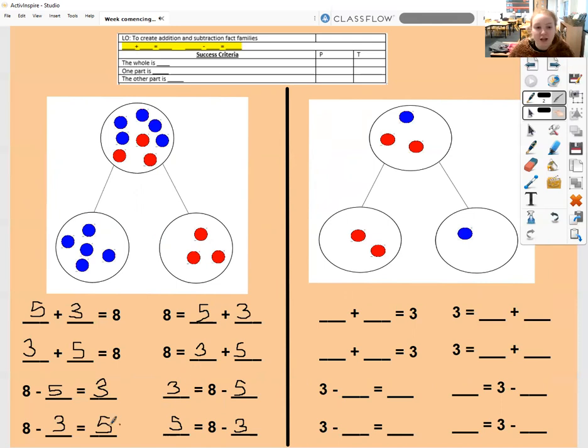Brilliant. Okay, I'd like you to pause your screen and please have a go at this one. Make sure you're sending in your work at the end so we know you're doing a fantastic job, and then we'll whiz through the answers together. Off you go.